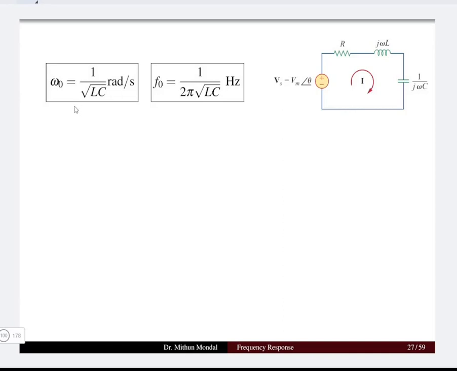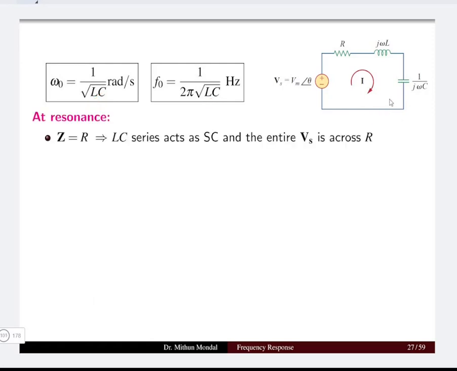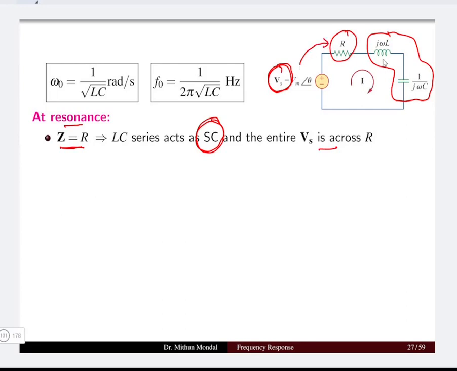So we can use these equations to solve the problems. Now we have understood the resonant frequency in radian per second, the resonant frequency in hertz, and the series RLC network. The important points to be noted at the resonance condition are that the impedance will be equal to the resistance, and it is a purely resistive network. It means that the series combination of the inductor and the capacitor acts as a short circuit, and the entire voltage of the source is across the resistance.